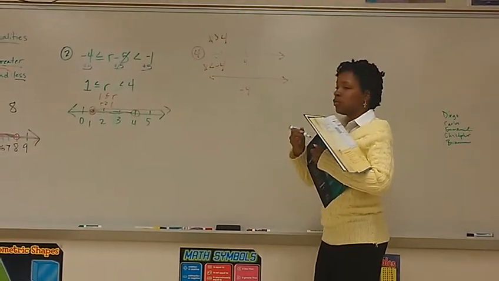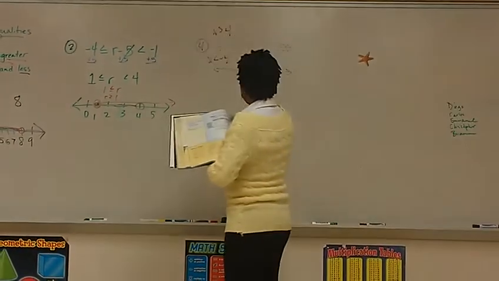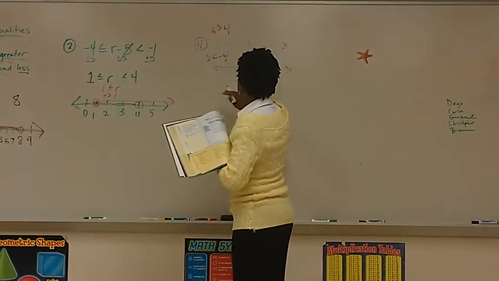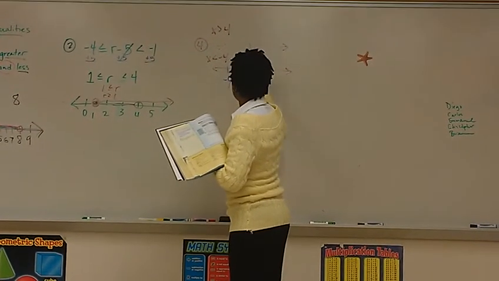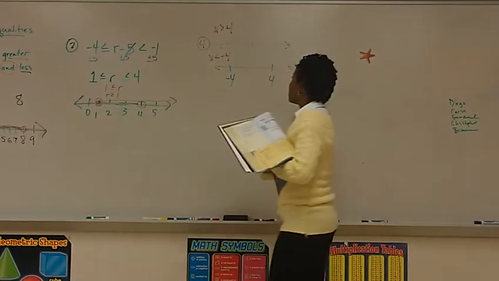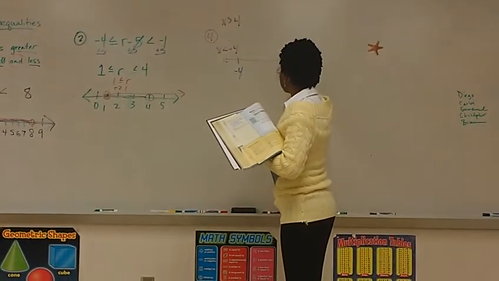X is greater than 4. Is that an open or a closed circle? Open. Actually, you know what's a better way to do it? Put them both on the same graph. You'll be able to see it real good like that. So negative 4, 4. X is greater than 4. There's going to be an open circle on 4.